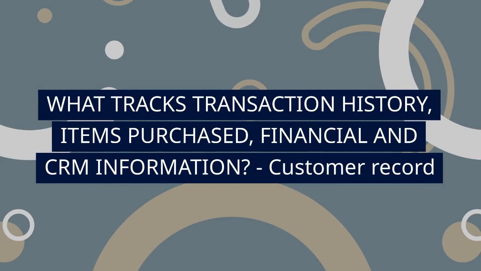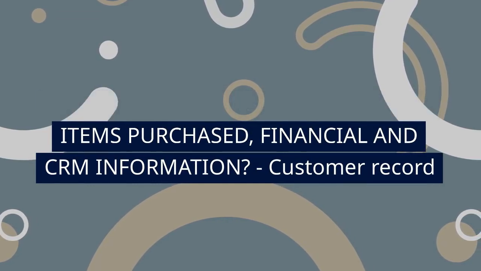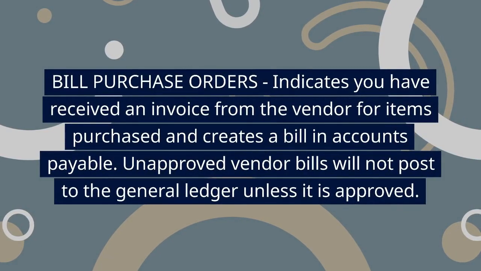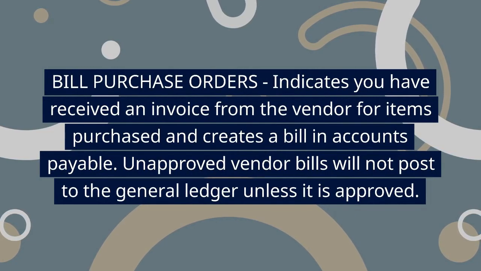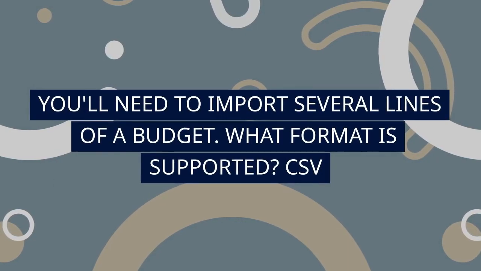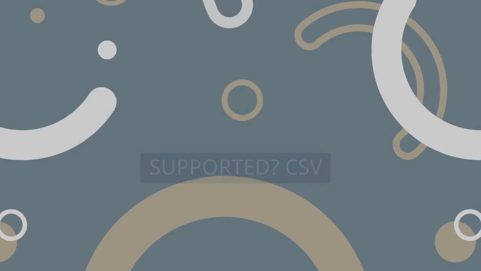What tracks transaction history, items purchased, financial and CRM information? Customer record. Bill purchase orders indicates you have received an invoice from the vendor for items purchased and creates a bill in accounts payable. Unapproved vendor bills will not post to the general ledger unless it is approved. You'll need to import several lines of a budget. What format is supported? CSV.